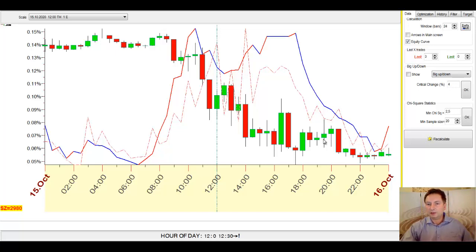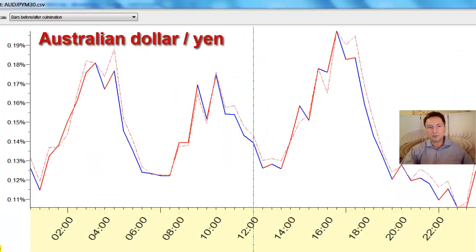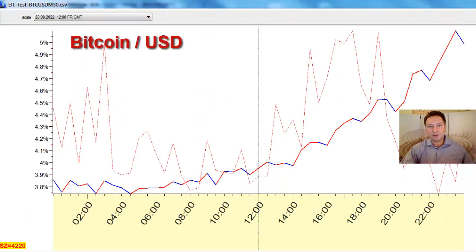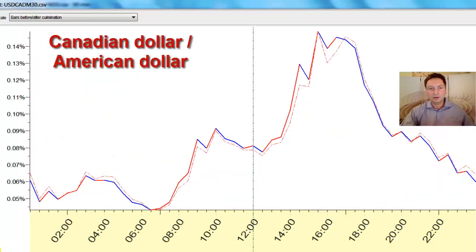As I mentioned before, the chart looks different for each currency pair. This is actually the average model for the cable, pound-dollar pair. But for example, for the Australian dollar, Japanese yen pair, that is traded mainly during an Asian session, this chart is completely different. Or for the Bitcoin, the hours of higher volatility are also different. Or for the Canadian dollar against the American dollar, when both these markets are open in the European afternoon, the model also looks completely different.